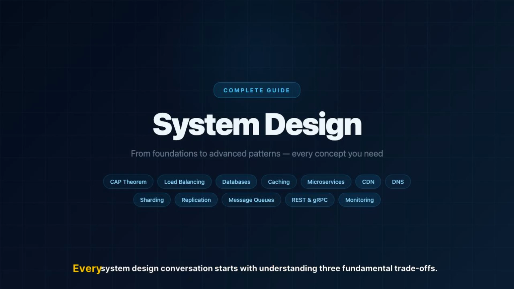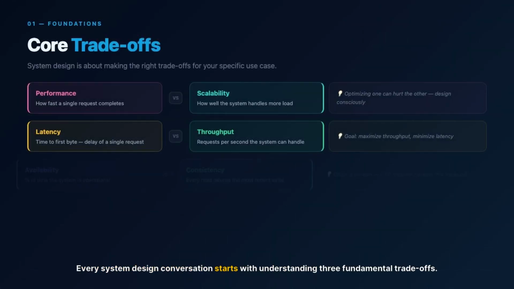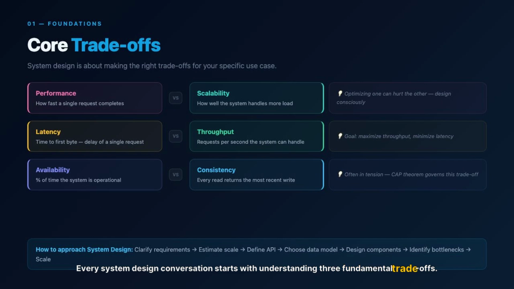Let's dive in. Every system design conversation starts with understanding three fundamental trade-offs. First, performance versus scalability. Performance is how fast a single request completes. Scalability is how well the system handles increasing load. Optimizing one can hurt the other.